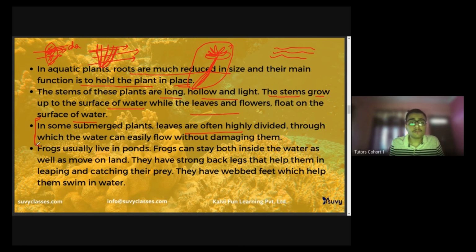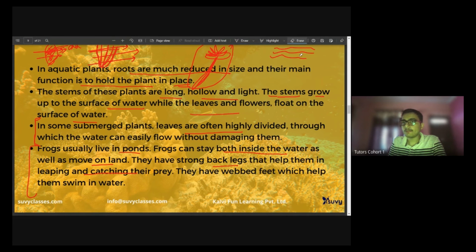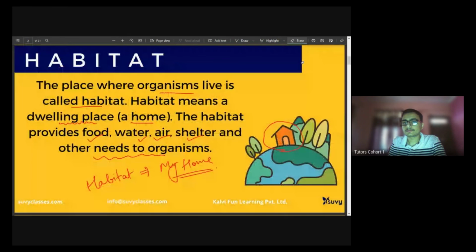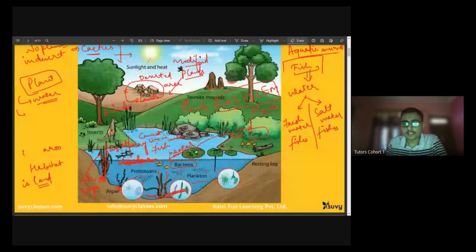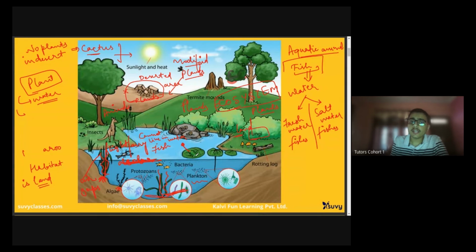Okay, then we talked about frogs, right? They usually live in ponds and can stay both inside water as well as move on land. They have strong back legs that help them in leaping and catching their prey. You might have seen a frog's image at least. I can show it again because I have it in my slides. Here is a frog, right? So a frog has a very long tongue. It can just catch its prey. It has very bouncy legs so that it can take long jumps.